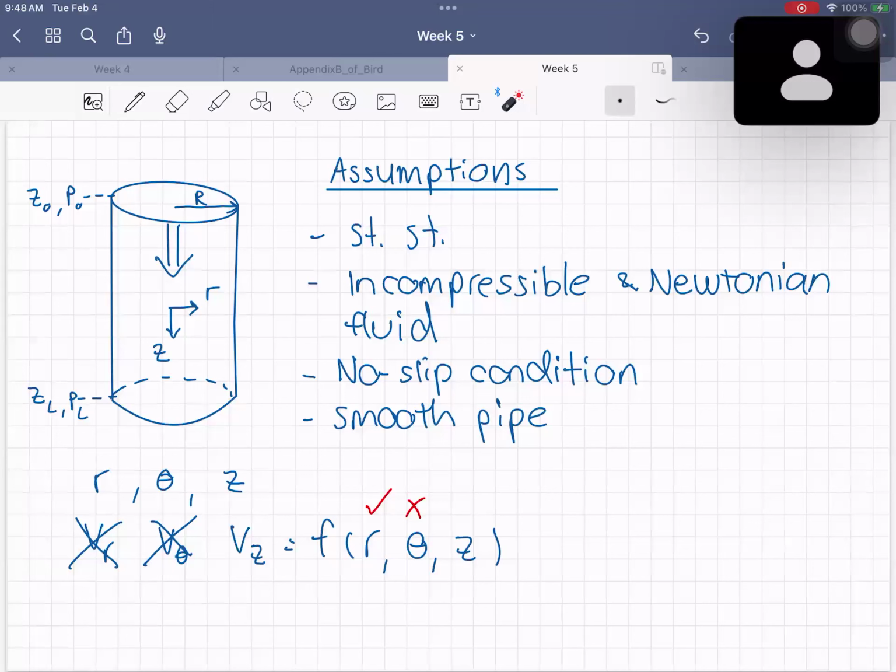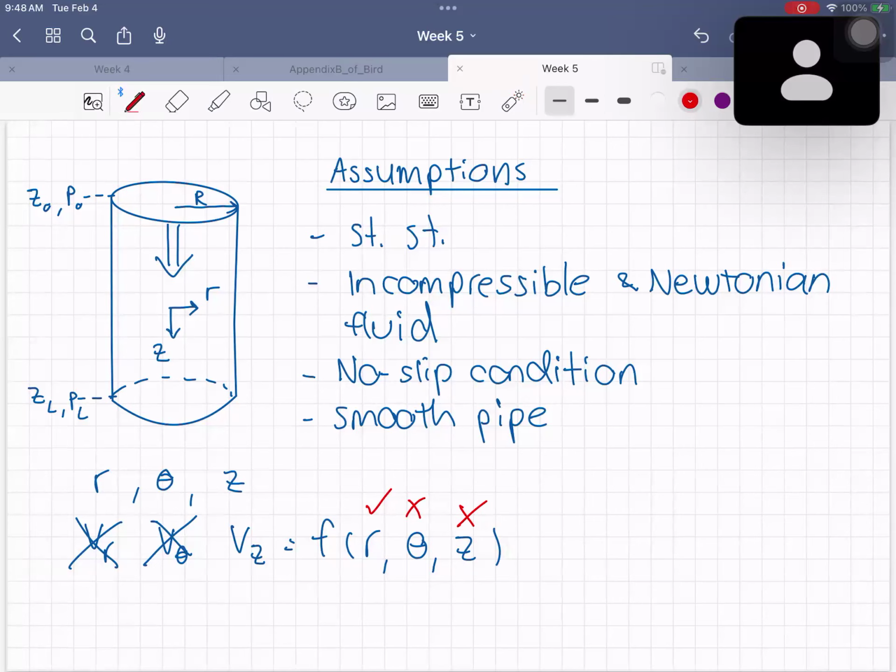This is quite a tricky one. It's constant. If you say that it's constant, it means that for any z from z0 to zL, the velocity in the z direction doesn't change. So it's not a function of z, because in this case this pipe is just a part of a very long pipe.